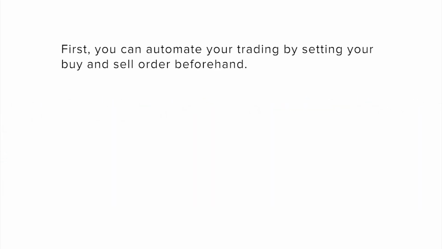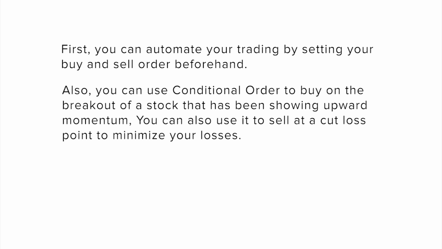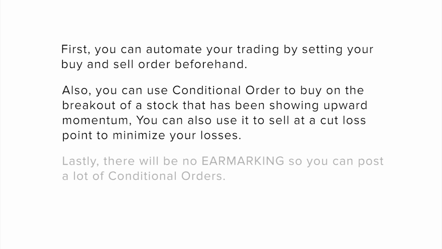First, you can automate your trading by setting your buy and sell order beforehand. Also, you can use conditional order to buy on the breakout of a stock that has been showing upward momentum. You can also use it to sell at a cut loss point to minimize your losses. Lastly, there will be no earmarking, so you can post a lot of conditional orders.